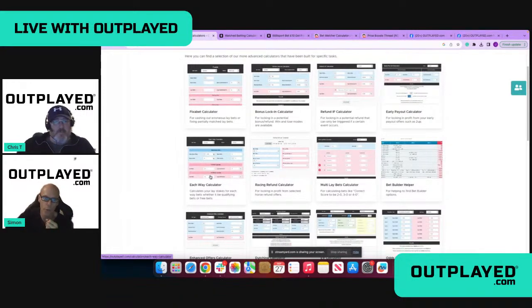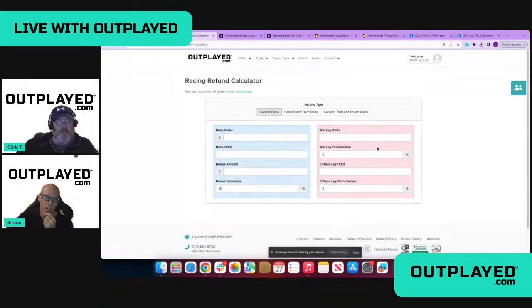I will go through very quickly a couple of calculators I made that help if you've got an underlaid bet, with an each way bet that's underlaid. Racing refund calculator is a nice one. So this, again, there's a guide. It's a forum post guide, this one. These come up quite a lot.